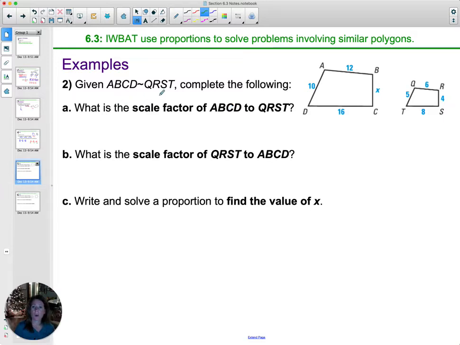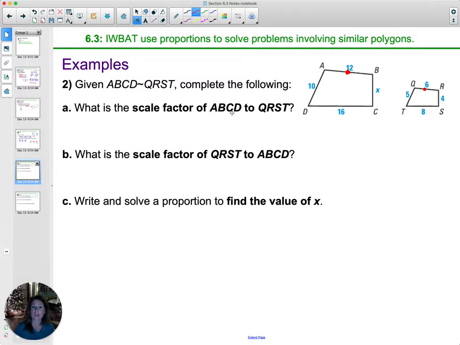So given that these two quadrilaterals are similar, what's the scale factor? So for the scale factor, you just have to have a ratio of any two corresponding sides. So let's take a look. I'm going to put a dot on AB and QR. Both of those are filled in. So that's going to give me the scale factor.